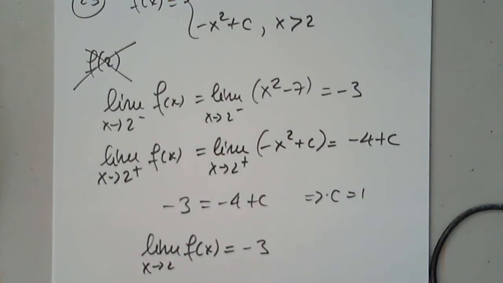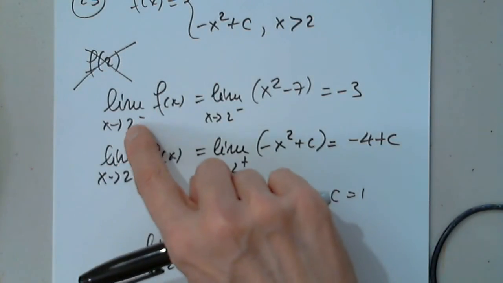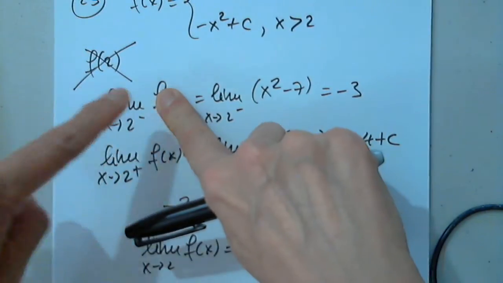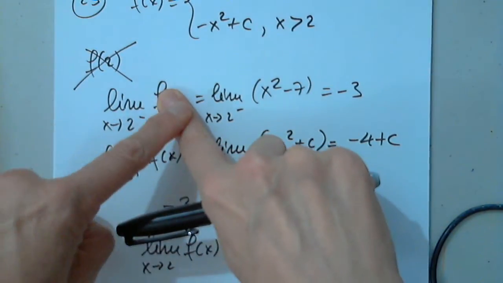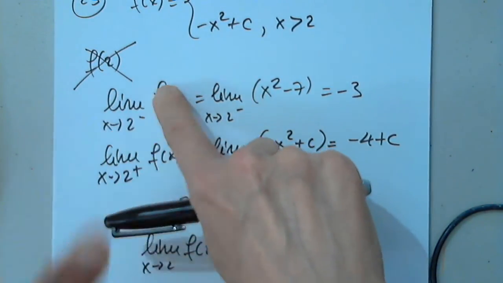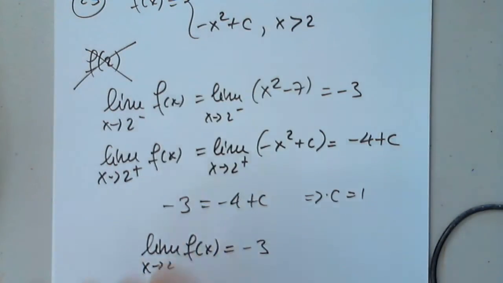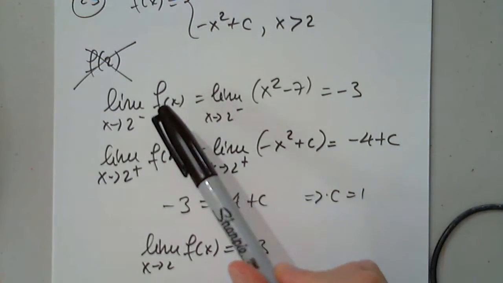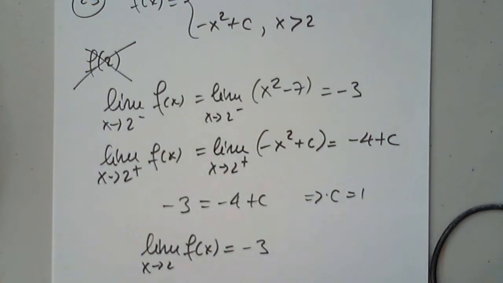Inside a limit, yes, I'm plugging in 2 inside a limit. In here, inside this limit, I can plug in 2. In here, I cannot plug in 2. And I don't even care. What I care about is to find the limit from the left and the limit from the right, and set them equal to each other. That's what I care about. I don't care about the function value. The limit does not have anything to do with the function value.